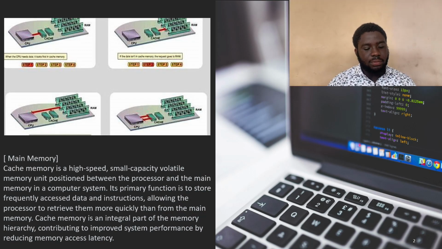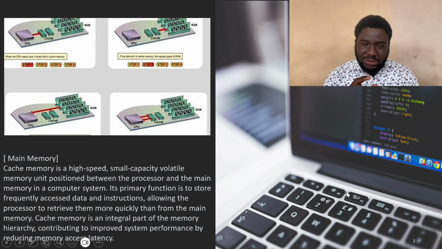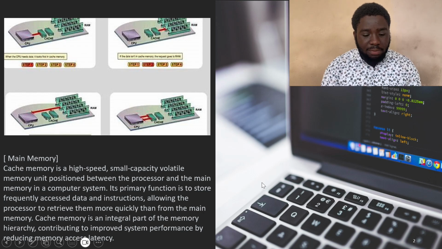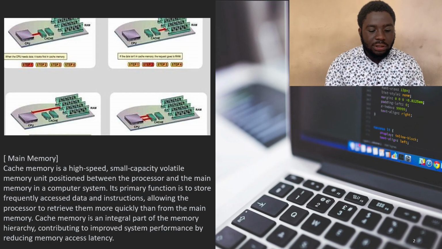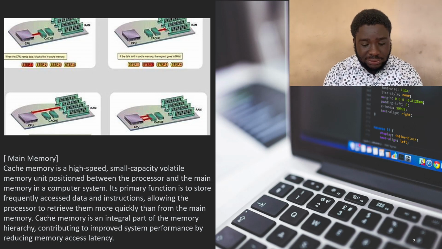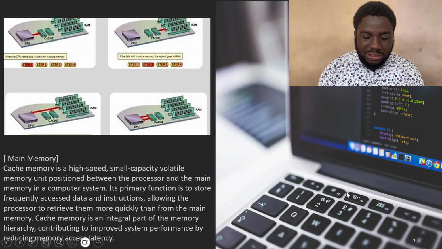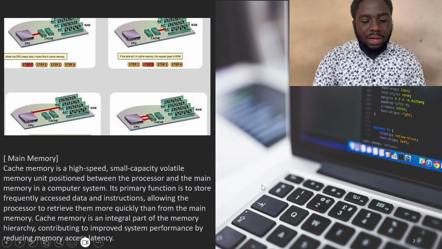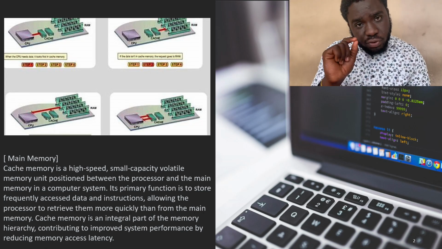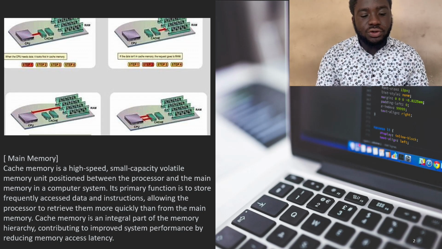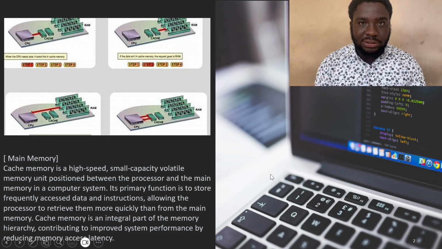Cache memory is a high-speed, small-capacity, volatile memory unit placed in between the processor and the main memory in a computer system. Its primary function is to store frequently accessed data and instructions, allowing the processor to retrieve them quickly from the main memory. Cache memory is an integral part of the memory hierarchy, contributing to improved performance by reducing memory access latency.